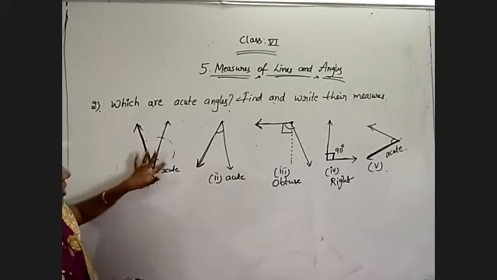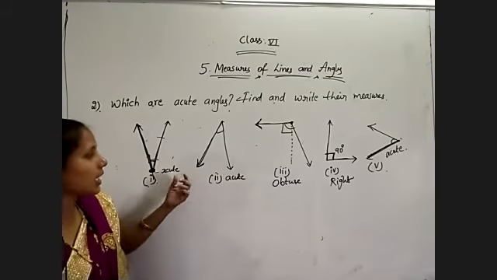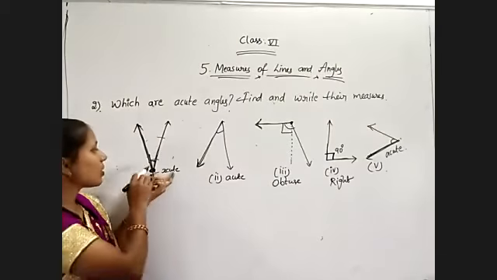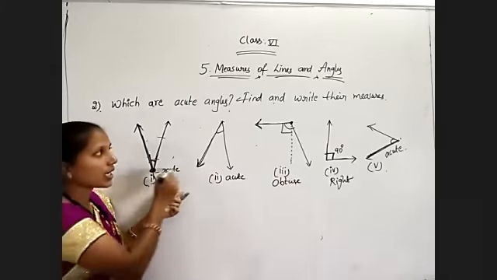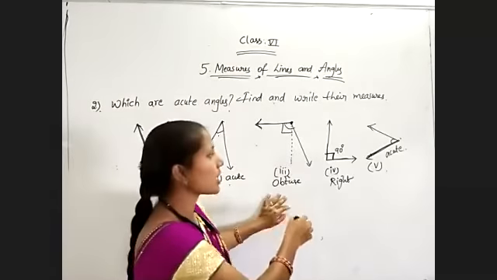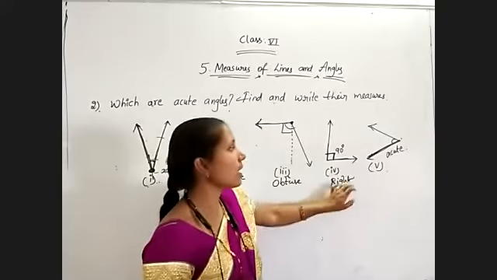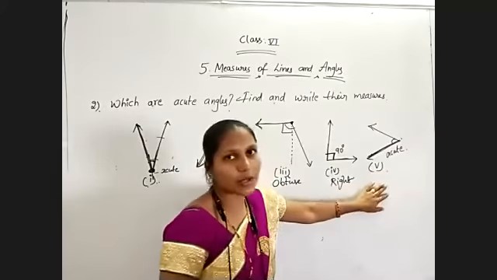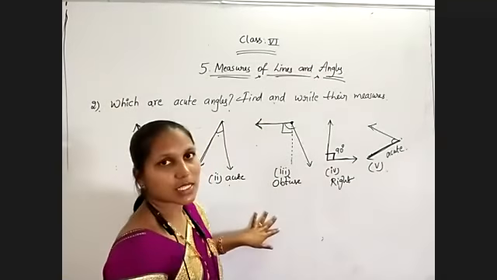So this construction I will show tomorrow. Just identify which type of angles these are. Here less than 90 degrees is an acute angle, here also less than 90 degrees is an acute angle, more than 90 degrees is an obtuse angle, equal to 90 is a right angle, lesser than 90 is an acute angle. These measurements we will discuss in the next class.